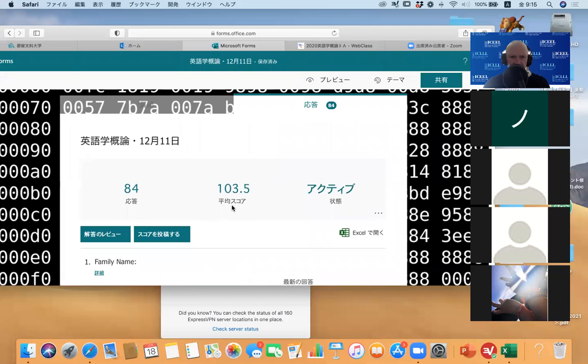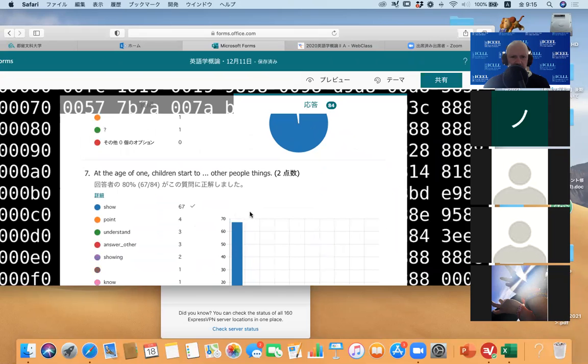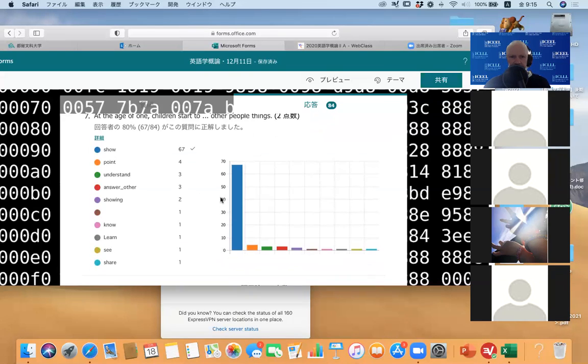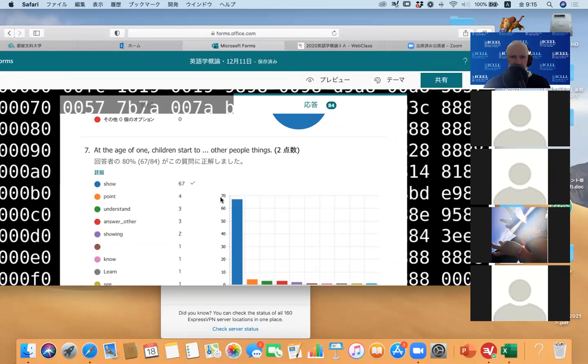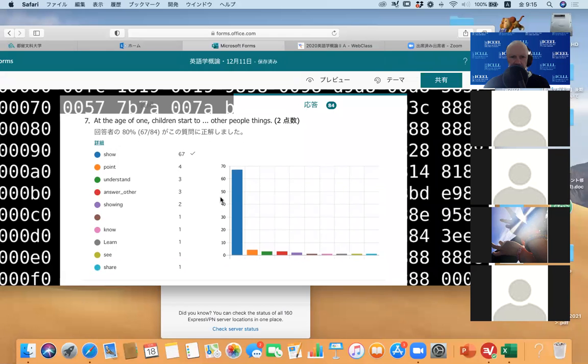Let's check the date of these. That's right, isn't it? Okay, good. At the age of 1, children start to show other people things. This will be quite important. I mean, thinking about machine language, computer language, what are we actually doing with that, right? How are we actually communicating? And compare that with humans, where it seems like when we speak, we're kind of presenting something to people. Show other people things. Yes, I think it has to be.